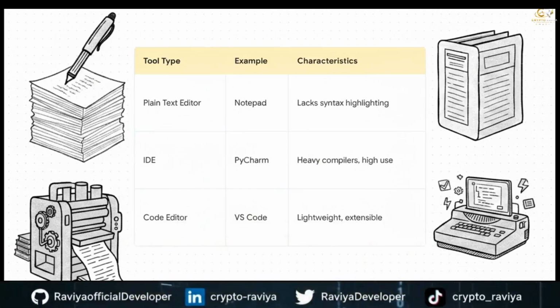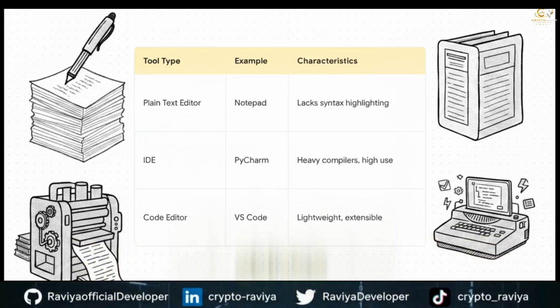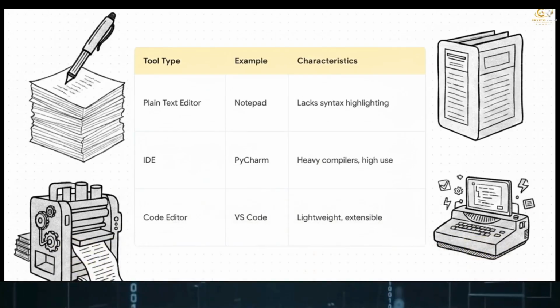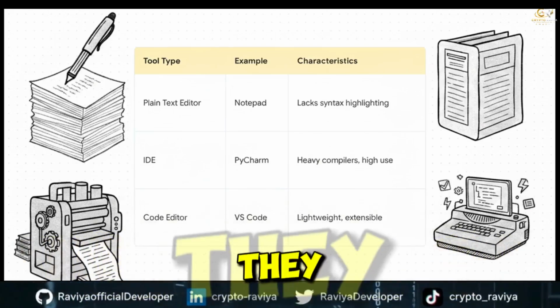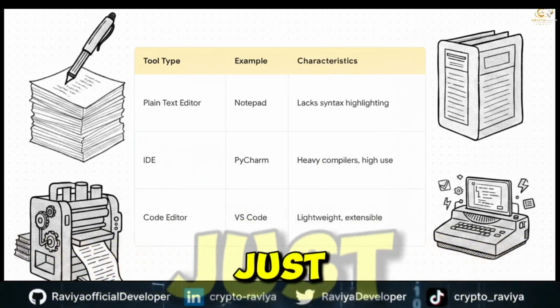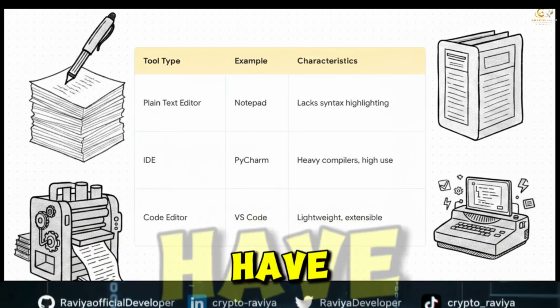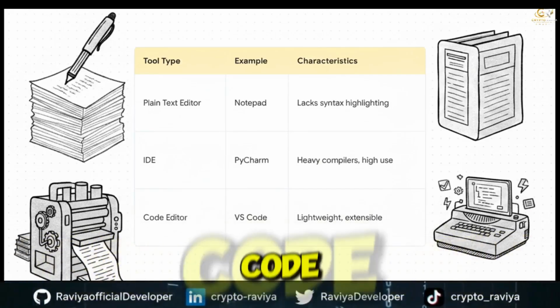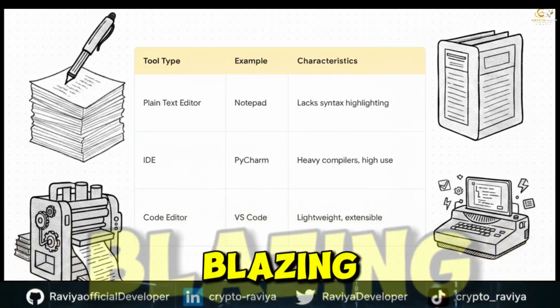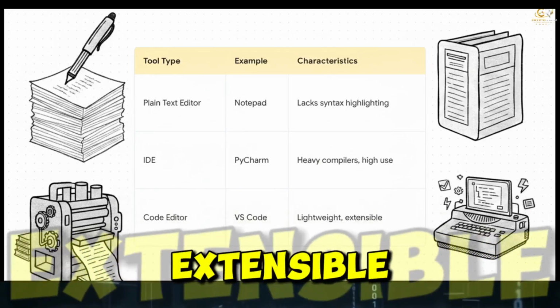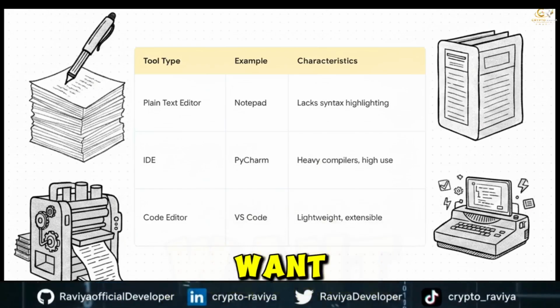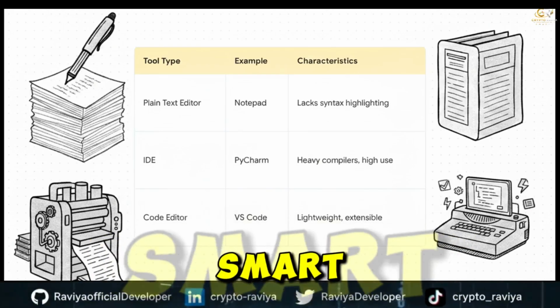Then, on the totally opposite end of the spectrum, you've got IDEs, integrated development environments like PyCharm or Visual Studio. These are massive software suites. It's kind of like buying a heavy-duty industrial printing press. They come prepackaged with heavy compilers and just eat up your computer's hardware resources. But right in the middle, we have our Goldilocks solution, the code editor. Lightweight, blazing fast rendering, and totally extensible into a full IDE if you want. It's the perfect high-tech smart typewriter.